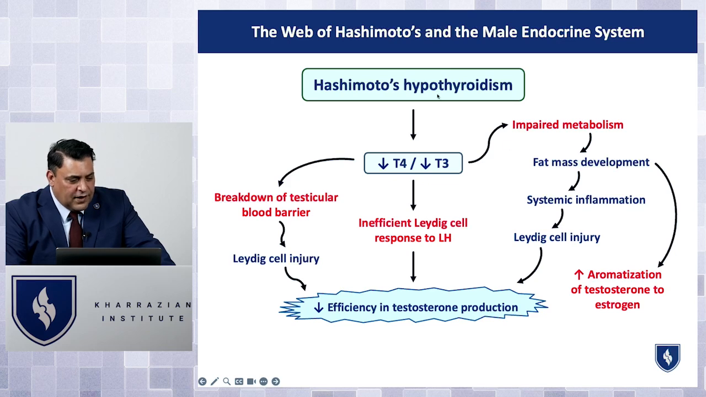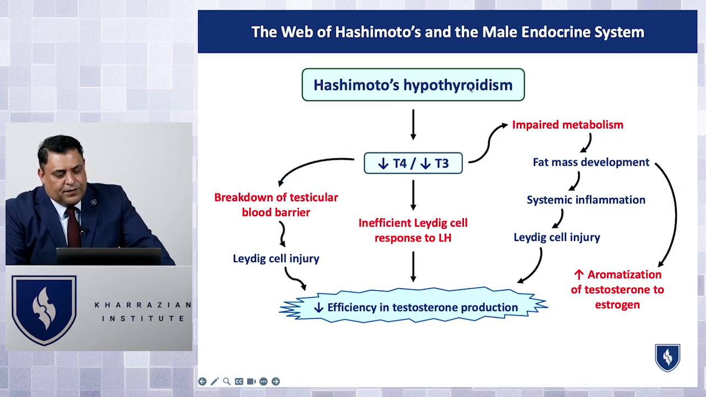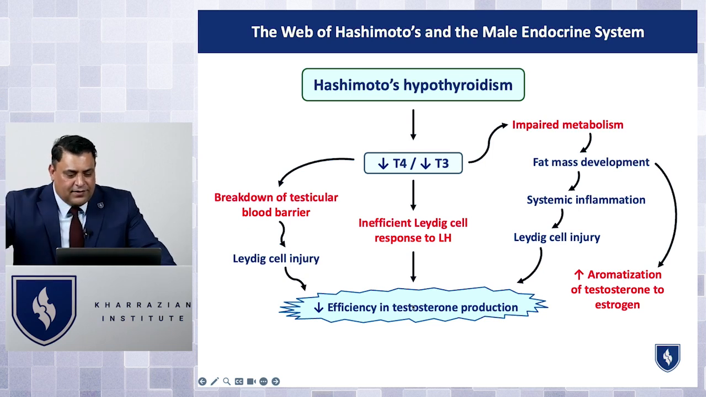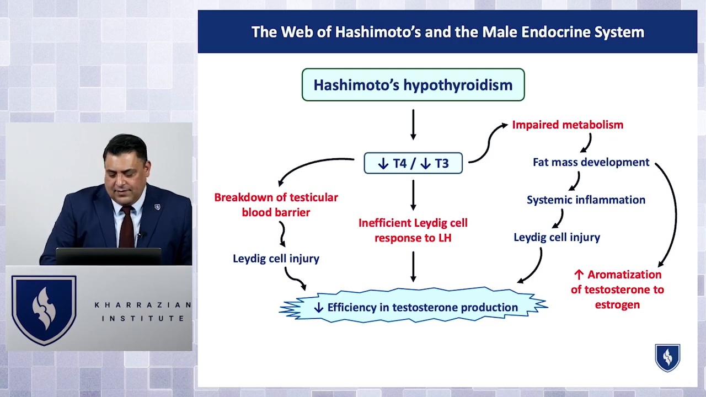So here are some illustrations. In this scenario, it's Hashimoto's hypothyroidism. The key point though is just hypothyroidism. Hashimoto's just happens to be the number one cause of hypothyroidism. But if they're actually hypothyroid and their T4, T3 levels are down, they're not going to be able to get the Leydig cells to respond to LH. They're going to have immediate breakdown of the testicular barrier. You need thyroid hormones to maintain that barrier. They're going to have immediate impaired metabolism, fat mass development and increased aromatization. I mean, their whole testosterone production is down. So if you see a male with all these andropause patterns, you have to make sure they're not hypothyroid. You could be wasting a lot of time. That needs to be addressed.